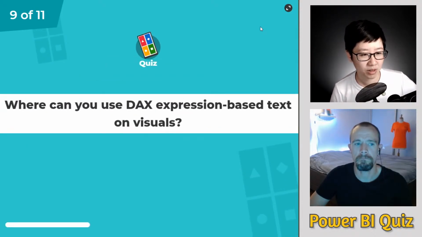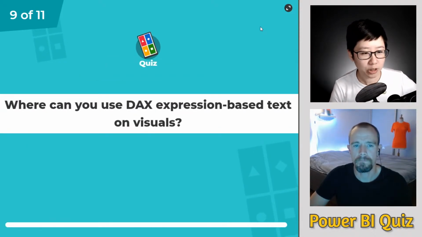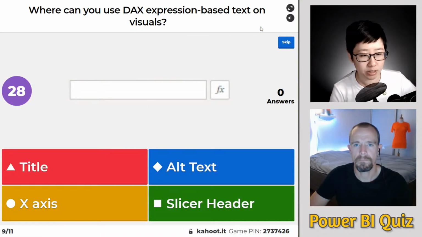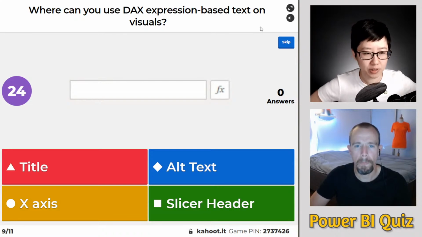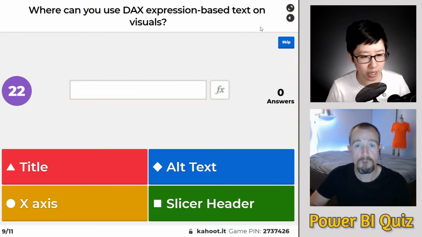Multi-select one more time. All right. Where can you use DAX expression-based text on visuals? All right. Where can you find this? Usually we have these somewhere in the visualizations pane. You kind of type in some words here to label some stuff.